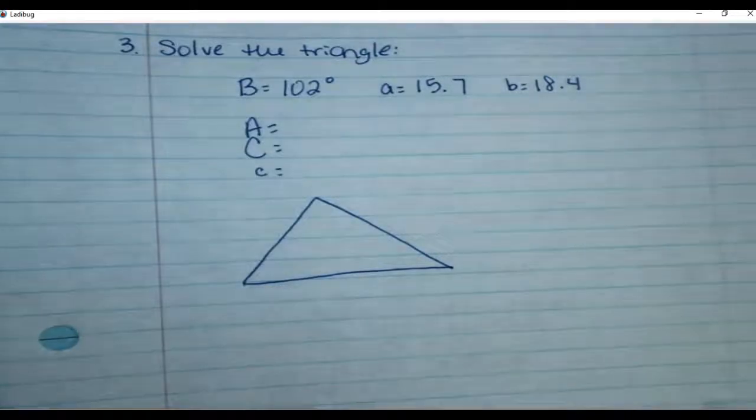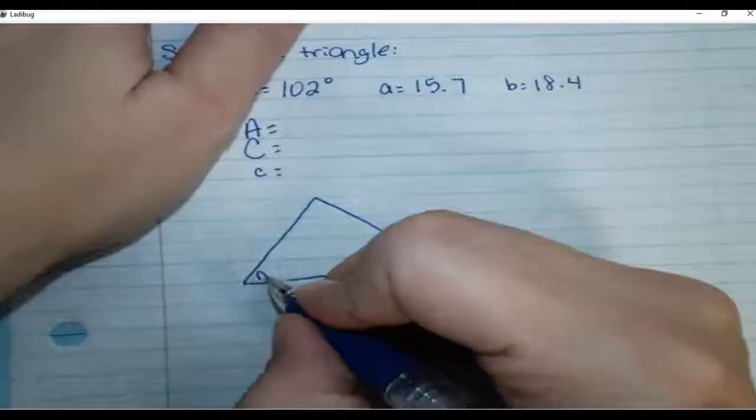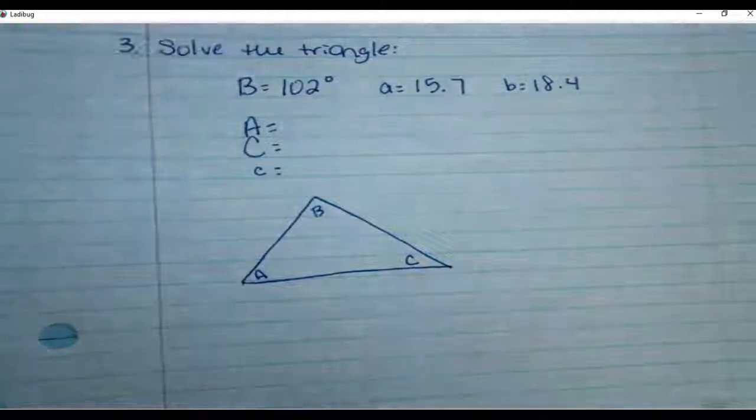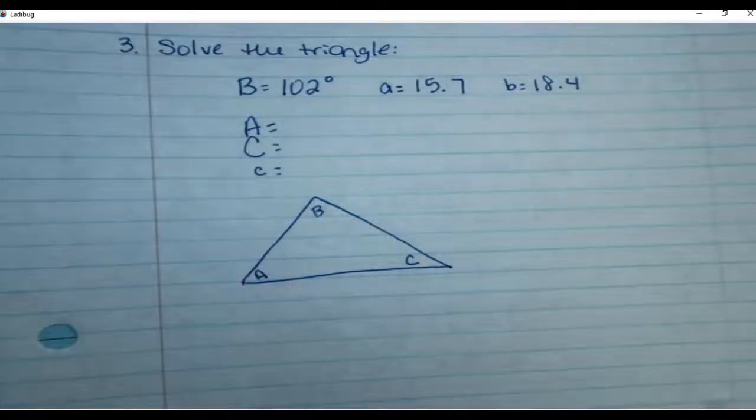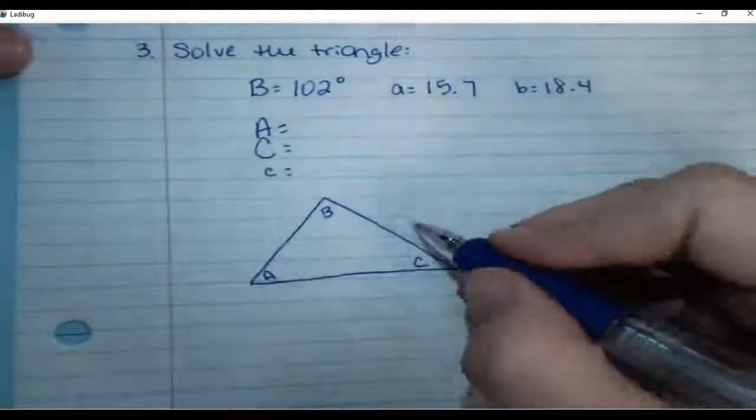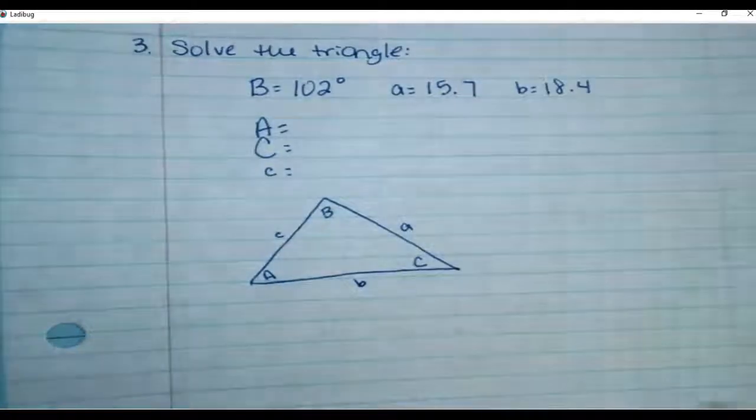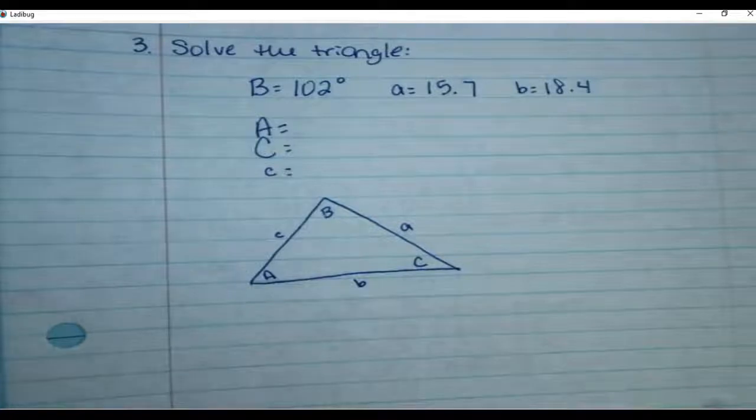So again, it doesn't matter where you put A, B, and C as long as you match the opposite sides. So I'm just going to say A, B, C. And then across from, of course, we have our littles: little a, little b, little c. Then we can plug in what we know.